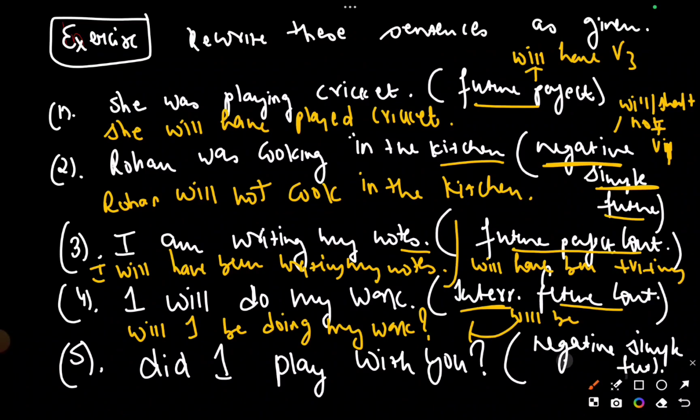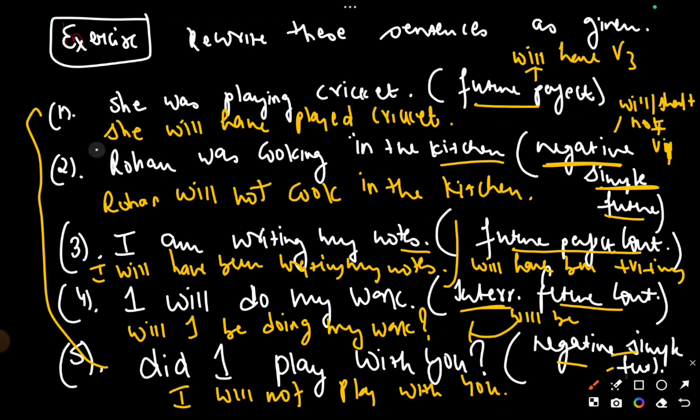Last one: you have to do it in negative simple future. It is an interrogative simple past. So, beta, it will become future with not. So, I will not play with you. So these all are the answers of these questions. That's it.